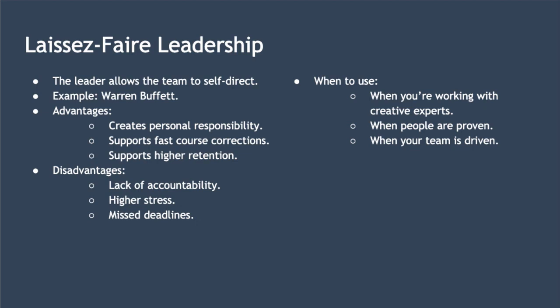So when should you use this style? Well, it's good to use it when you're working with creative experts. It's good to use it with people who are proven. And it's also good to use this style of leadership when your team is very, very driven, when your team is motivated to succeed on their own.